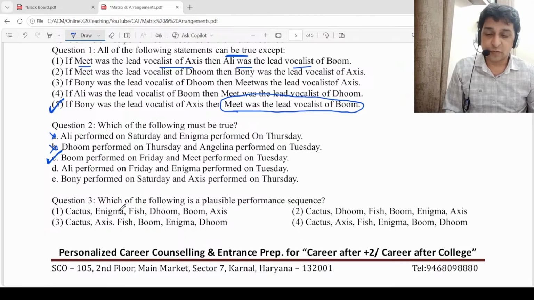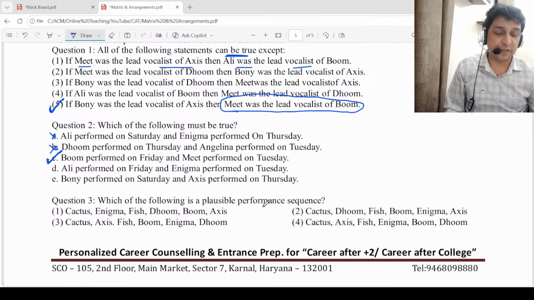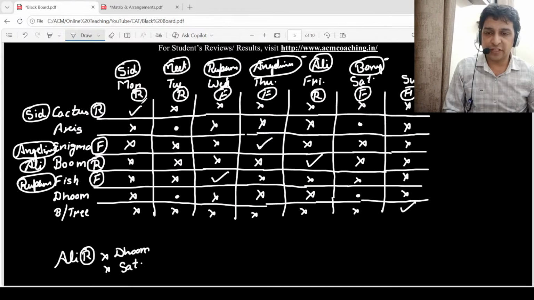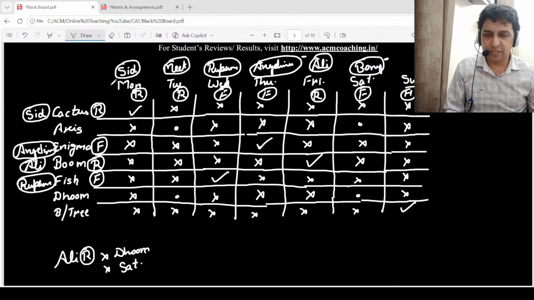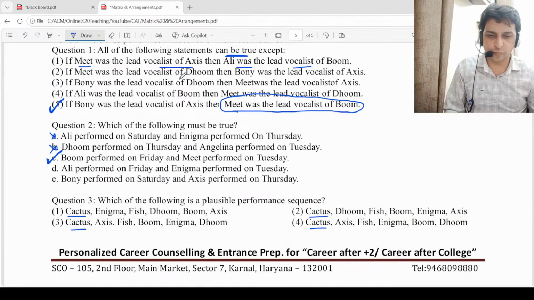Very good question. Question number 3, which of the following is a plausible, meaning possible, performance sequence? So first of all, we have Cactus. Yes, in all the options, we have Cactus in the beginning. On Tuesday, we may have Access or we may have Doom. So Enigma is not possible. Access and Doom are possible. So this is not possible. So this option is out.